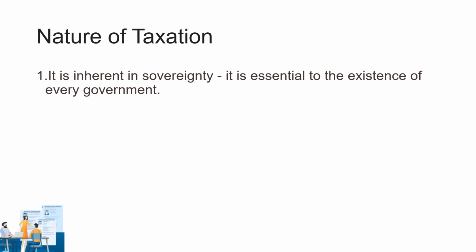So, nature of taxation. There are three natures of taxation. Number one, it is inherent in sovereignty. Why? Because it is essential to the existence of the government. If there is a government who rules, they said that the government promotes peace and order. In order to do this, they need money to defray their expenses. Hence, it becomes inherent to the government, to the sovereignty, so that the government will have the power to tax every person so that they will have the money to defray the expenses.